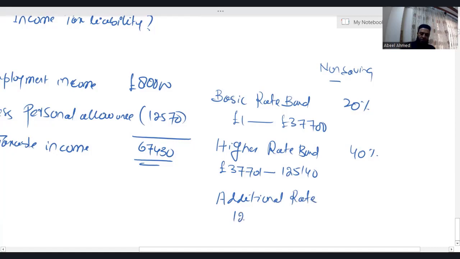Additional rate starts from 1,25,141 plus, then there's no limit. Applicable tax rate is 45%. These bands and the tax rates would be given to you in exam, so you should not be worried about these limits and the tax rates. Normally, when you watch 3-4 more lectures, automatically you will remember these bands and rates. But I just want to tell you one thing: these rates would be given to you in exam as well.